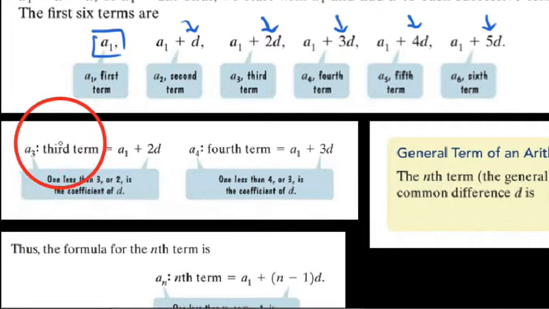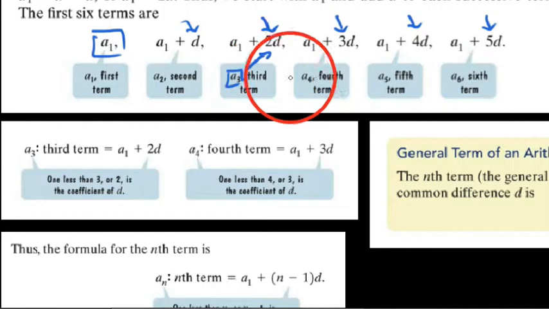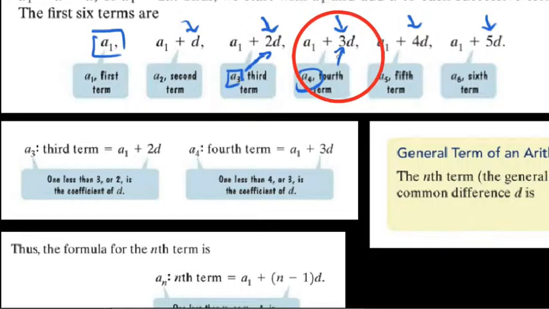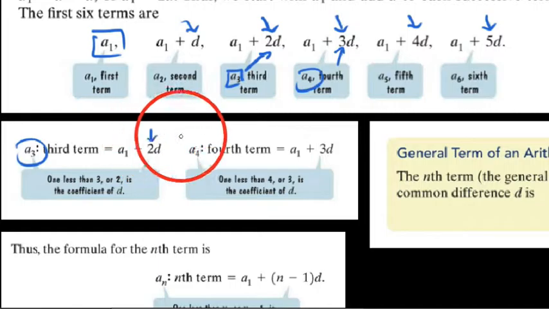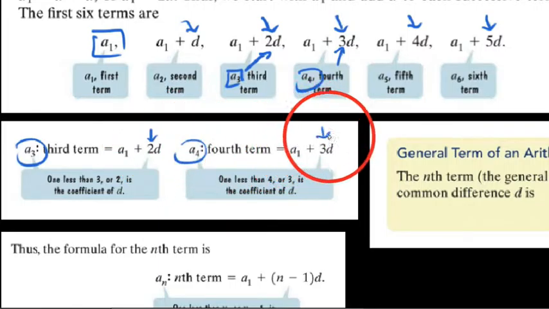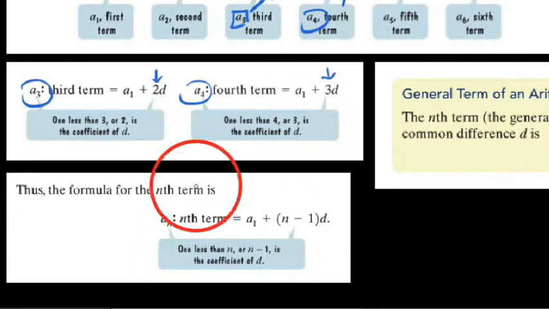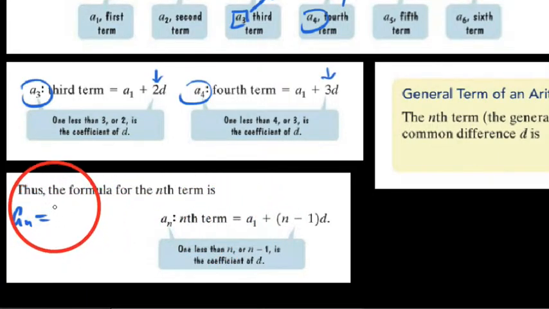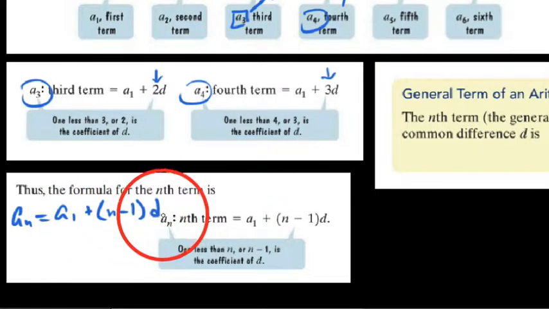What I want to point out is that in a3, our third term, that 2 is 1 less than the term number. For our fourth term, the coefficient of the common difference that we're adding on to a1 is always 1 less than the term number. So 1 less than 3 on our third term would be 2, and 1 less than 4 on our fourth term would be 3. In general, what would be true about the nth term? Observing this pattern, we could say the nth term would be our first term plus always 1 less than the term number times whatever the d is.